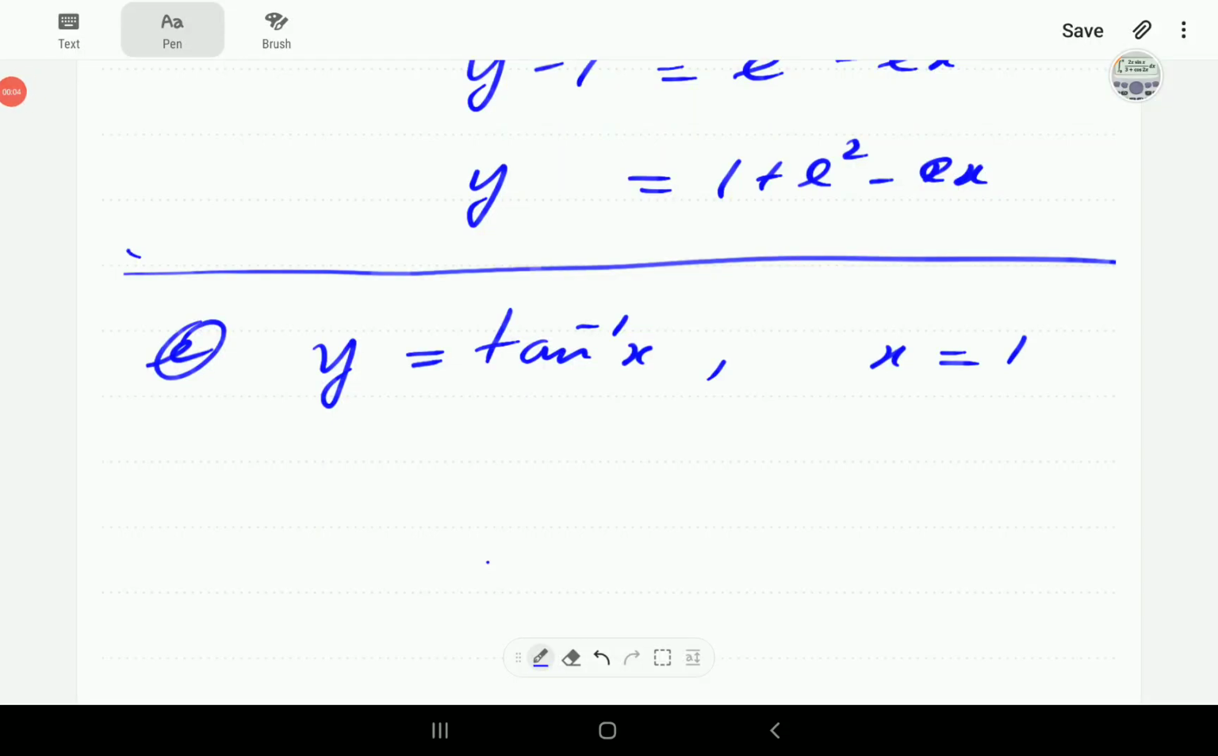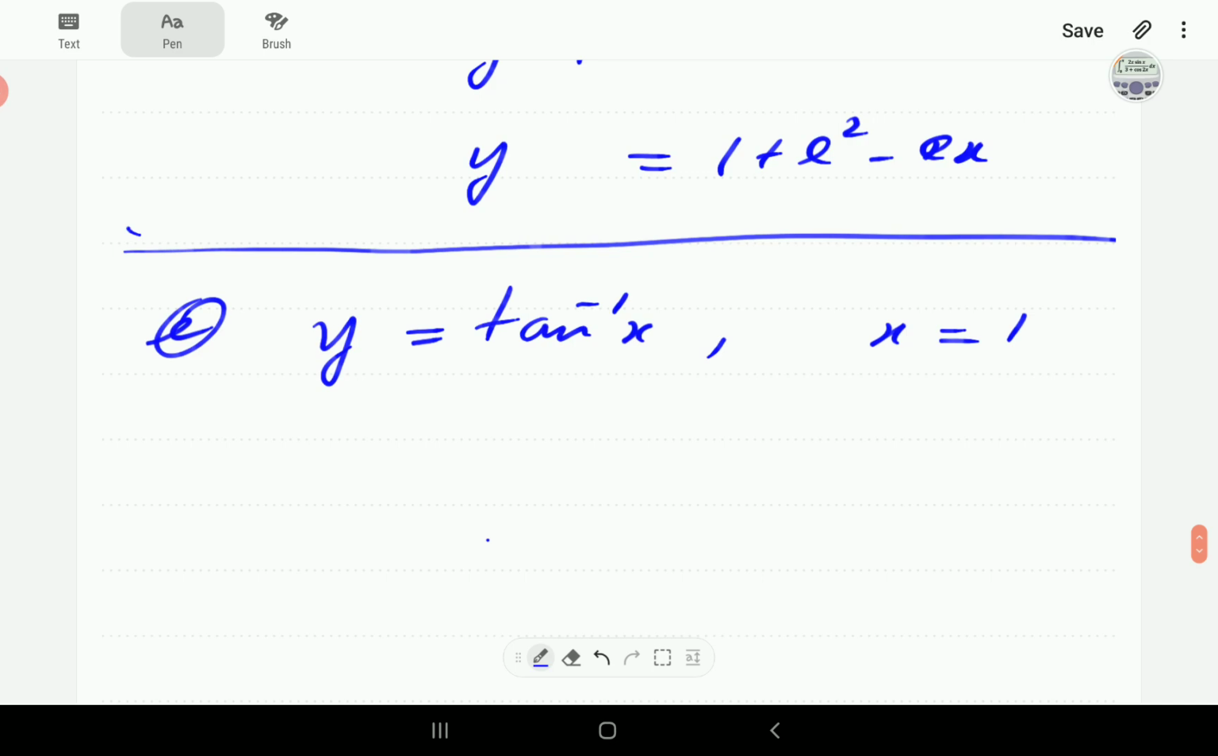This is a continuation of examples on tangents and normals. In the previous video we did examples A, B, C, and D. We are going to start with E here, where we have y equals inverse tangent x and want to find the gradient or the equation of the tangent when x is equal to 1.